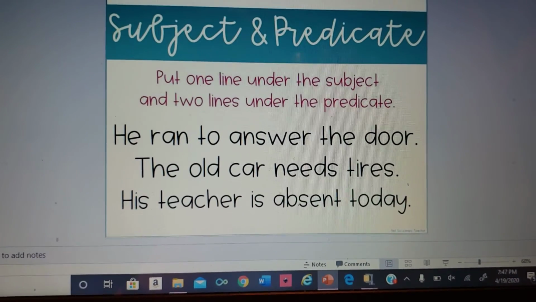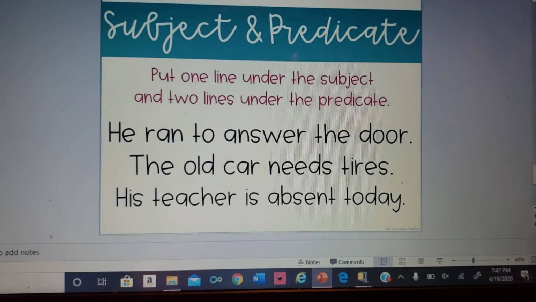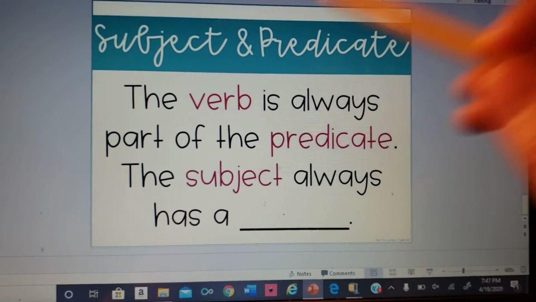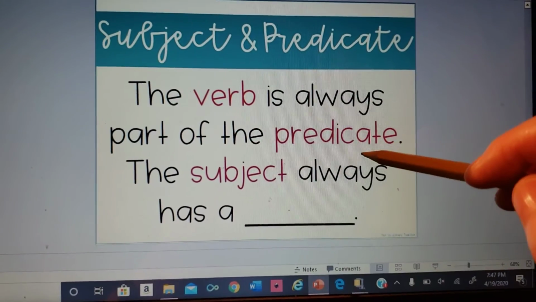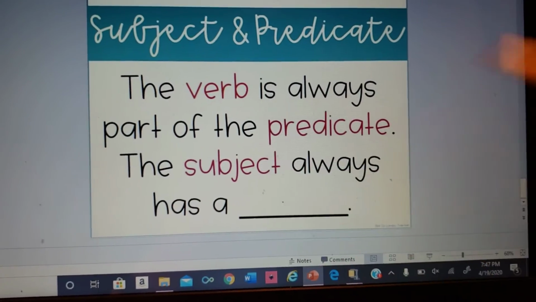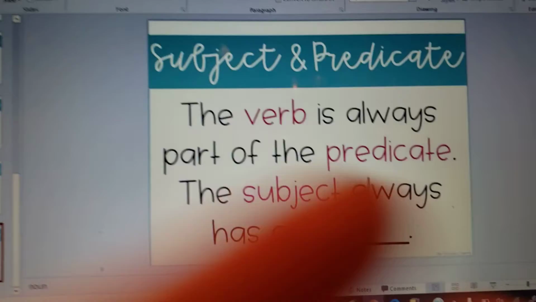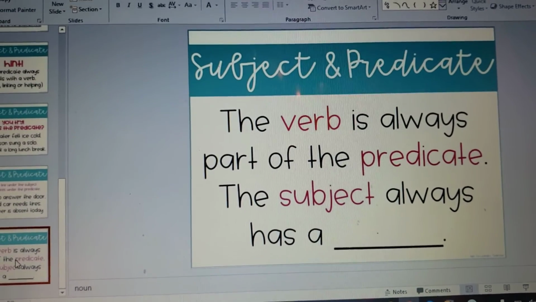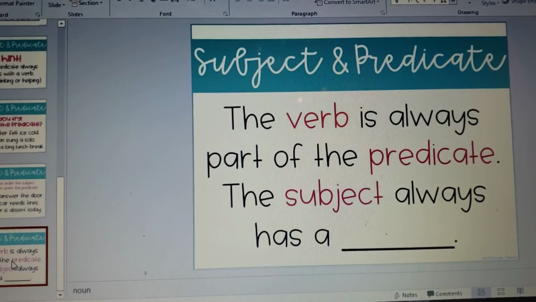Okay? So that's what subjects and predicates are. The verb is always part of the predicate. The subject always has a what? Tells who or what. Okay?